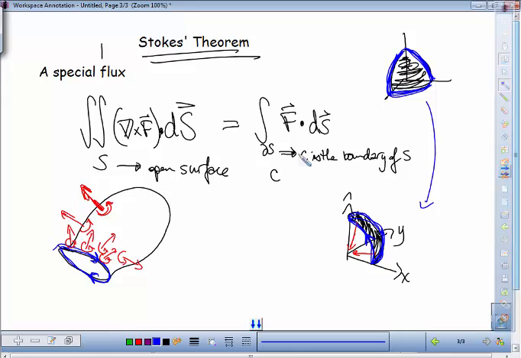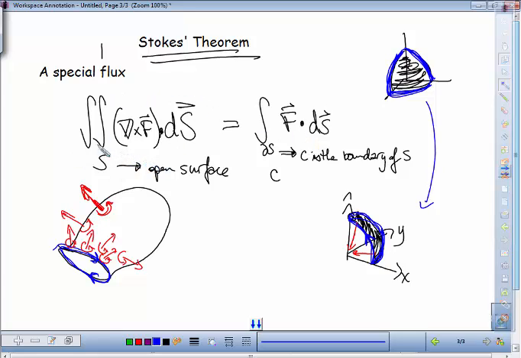Stokes. This is Stokes' theorem. So the idea behind Stokes' theorem is that you have two integrals to deal with. Okay? And a typical problem might be you have one integral and this looks like it might be too hard, so maybe we'll do it the other way.